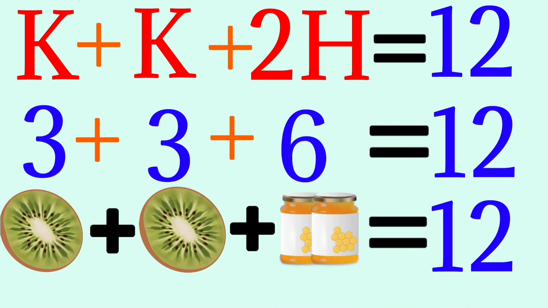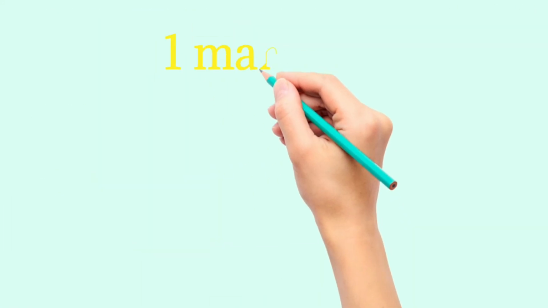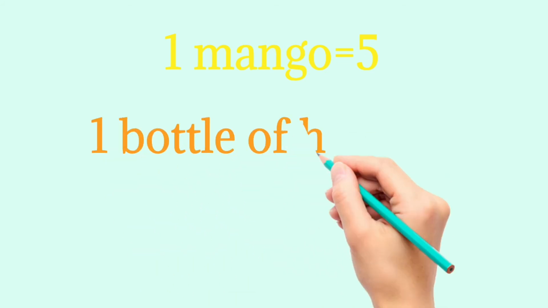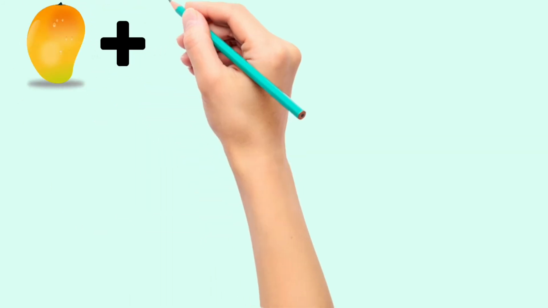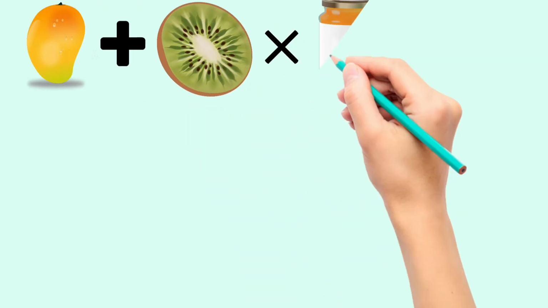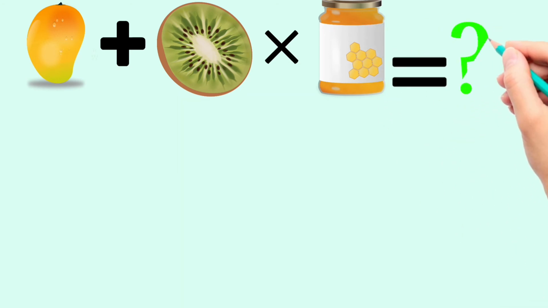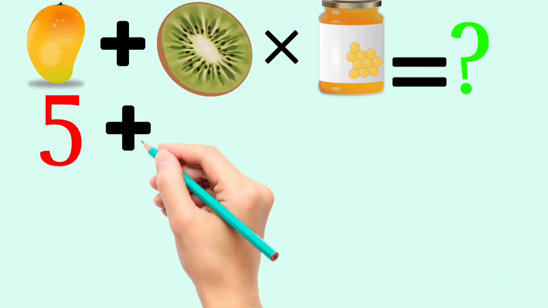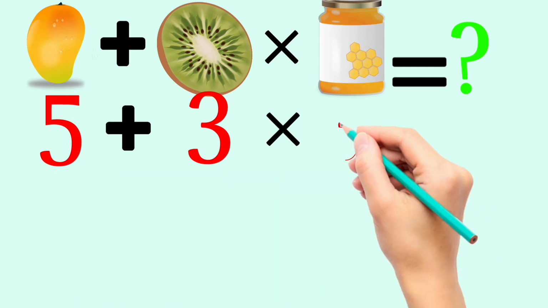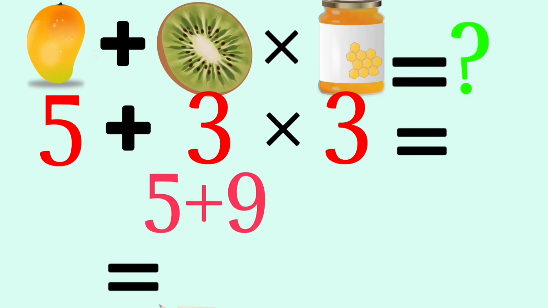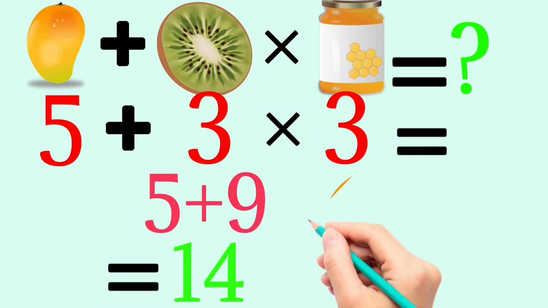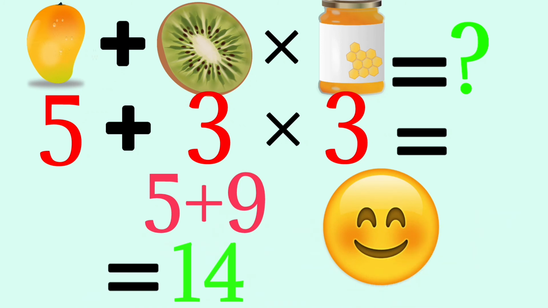Now, on to our final step. 1 mango is equal to 5. 1 bottle of honey is equal to 3. And 1 kiwi is equal to 3. This is just a reminder. So mango plus kiwi multiplied by honey is equal to ? Mango we have is 5, plus kiwi we have is 3, and honey we have is 3. According to the BODMAS rule, we first solve the multiplication sign, right? So which is 3 multiplied by 3, 5 plus 3 multiplied by 3 will give us 9, and 5 plus 9 we have 14. So yeah.